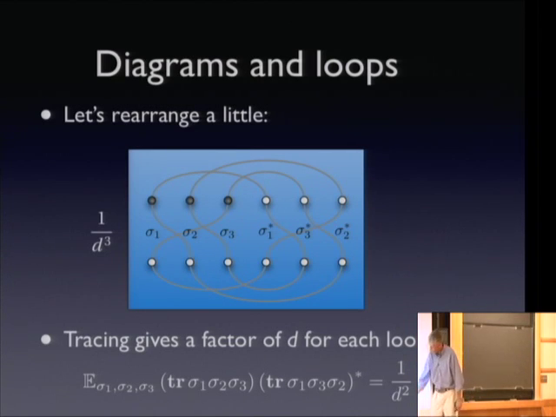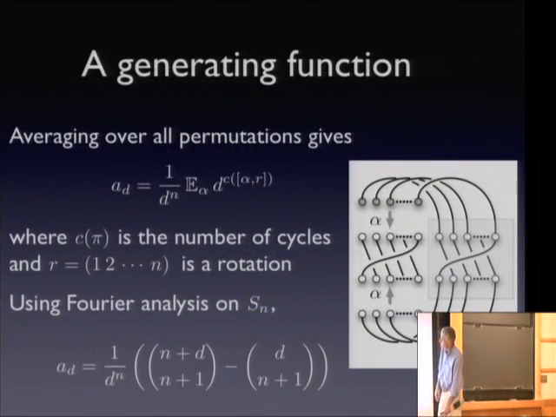Like I just said, this gives a factor of d for each loop in the diagram, and then you can recover that the expected value of this nice moment is 1 over d squared. But of course, what we really want to compute is not an individual one of these. We want to compute the expectation of this kind of covariance averaged over all various ways to multiply together these terms.